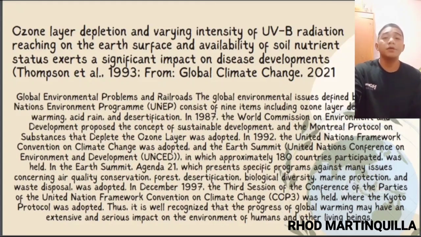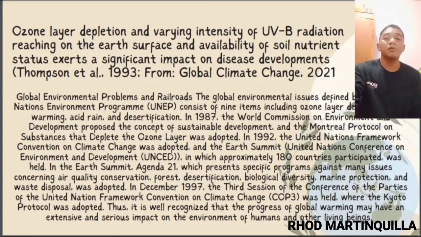So ozone layer depletion and varying intensity of UVB radiation reaching the Earth's surface and the availability of soil nutrients exert a significant impact on disease development, Thompson et al. 1993, so from global climate change in 2021. The global environmental issues defined by the United Nations Environment Program, UNEP, consist of 9 items including ozone layer depletion, global warming, acid rain, and desertification.